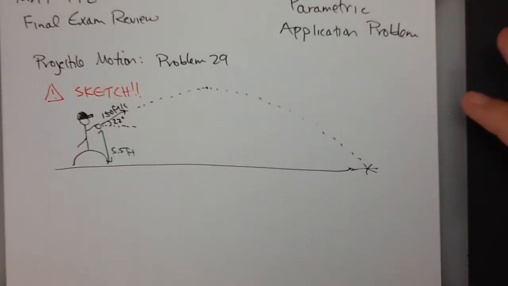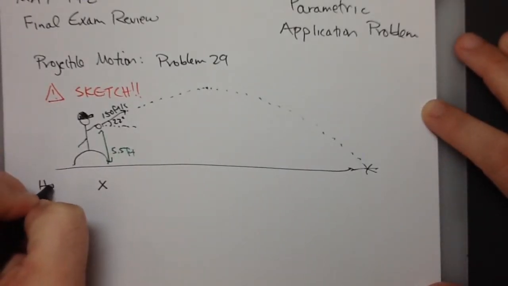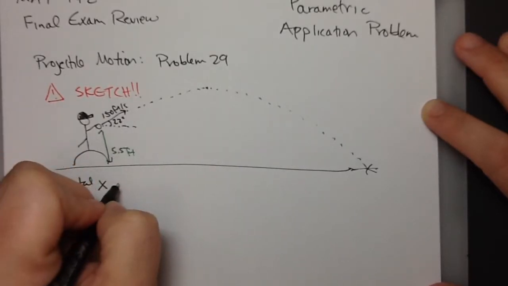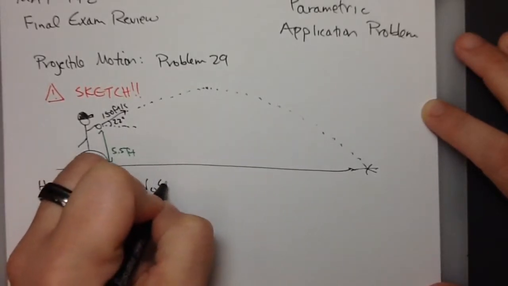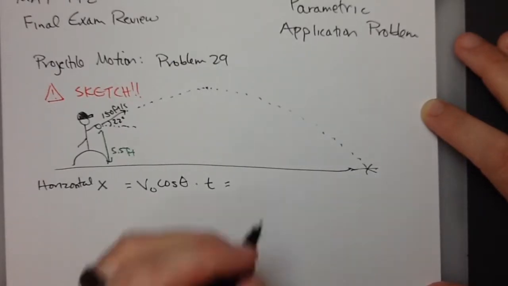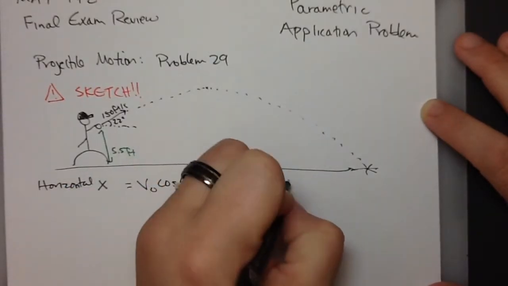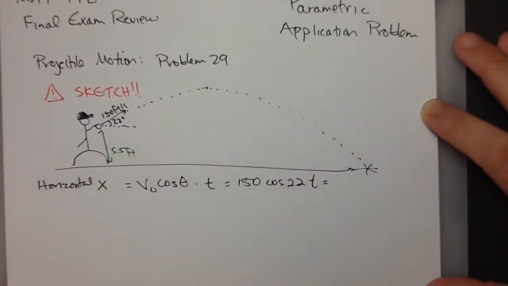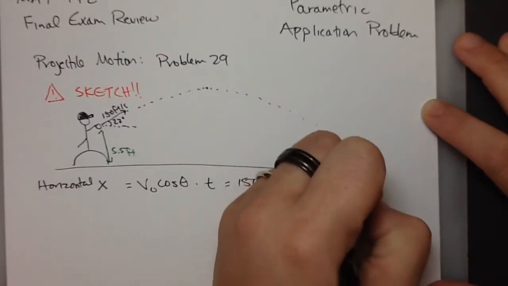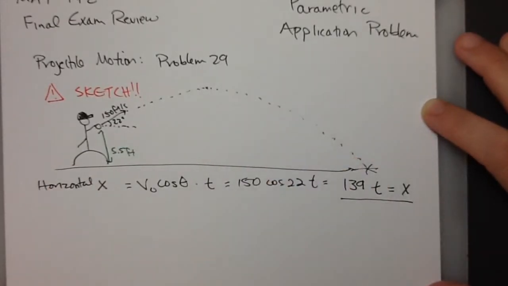Now, the equations that govern this kind of motion are very well known. We know that x, the horizontal distance, is equal to v naught, the original velocity, times the cosine of the angle, which is 22 degrees, times time. So if we put in 150 times the cosine of 22 times time, this gives us an equation for x, which is 139t. So this is our equation for x for this problem.